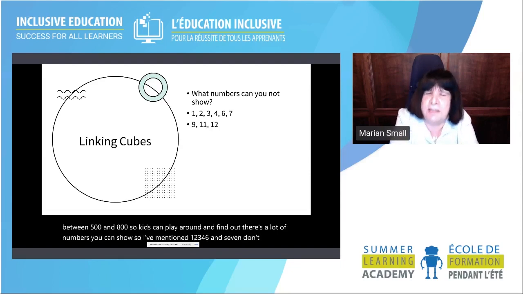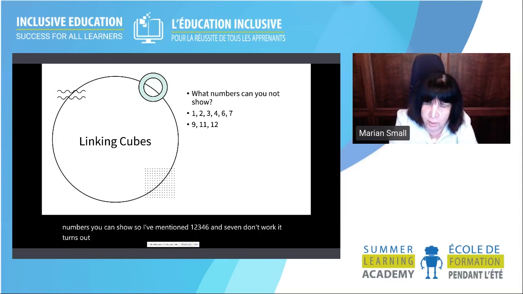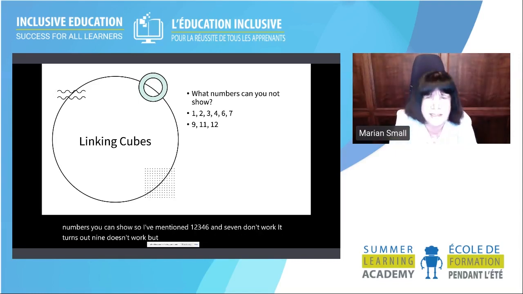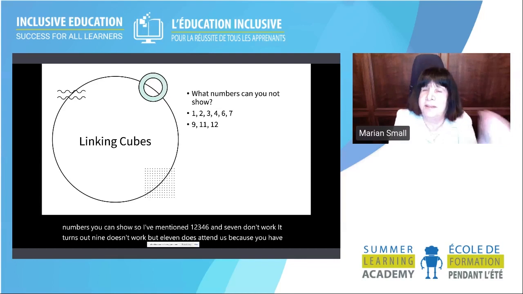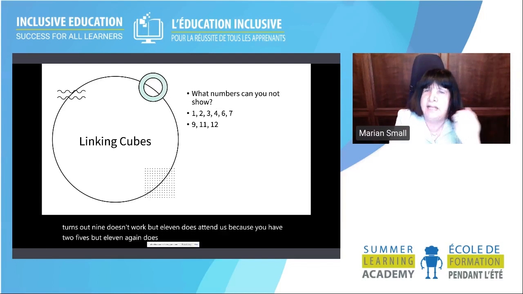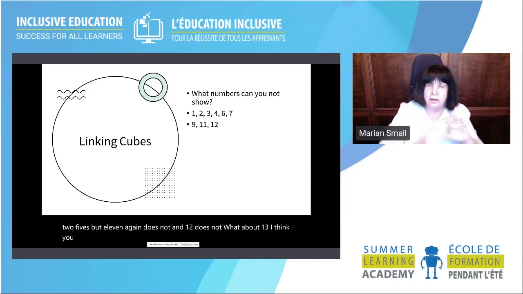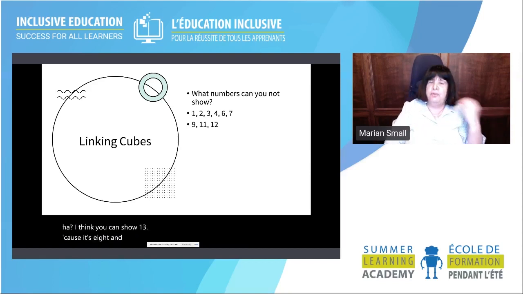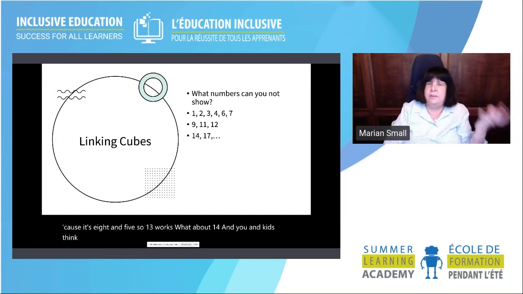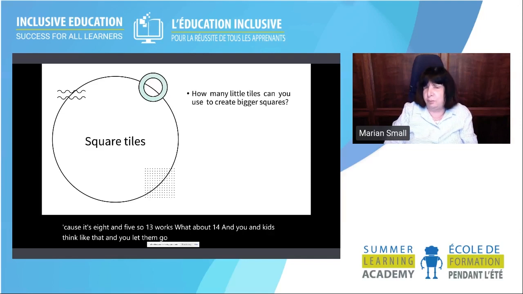It turns out 9 doesn't work, but 10 does because you have 2 5s, but 11 again does not, and 12 does not. What about 13? Aha, I think you can show 13 because it's 8 and 5. So 13 works. What about 14? And kids think like that, and you let them go for as long as you think is appropriate.